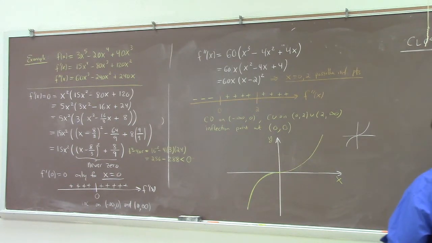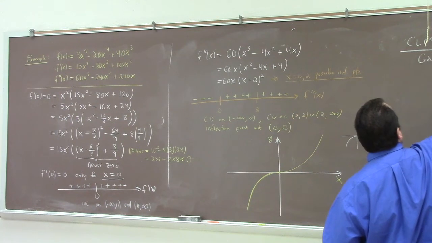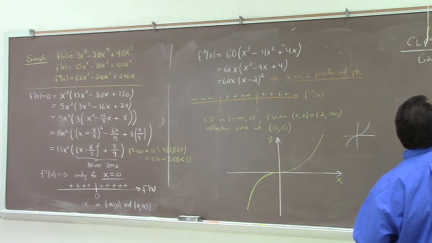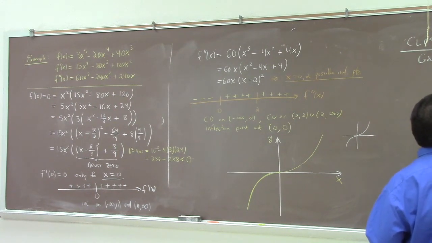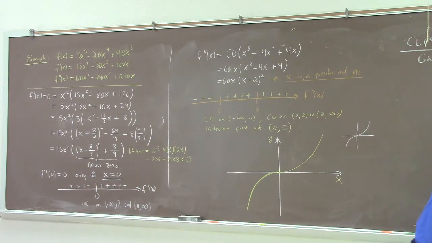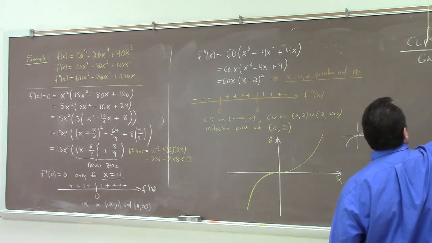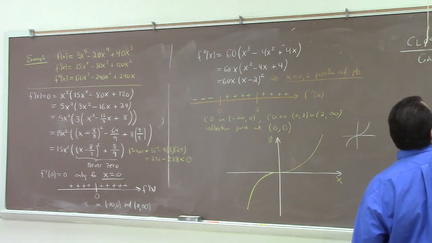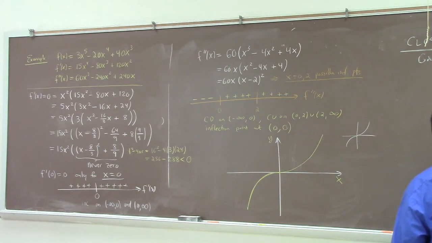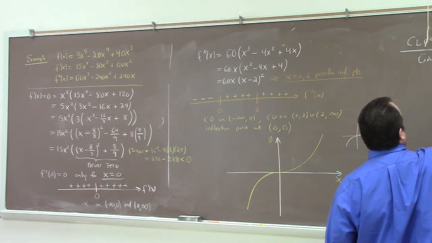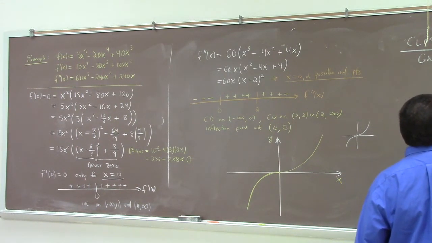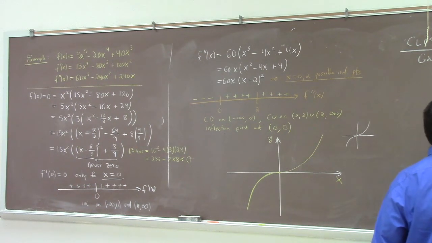The closed interval test simply says, given a continuous function f of x on the closed interval from A to B. Continuous is important. Step number 1, find f of A and f of B. Number 2, find all critical numbers c inside the open interval from A to B.